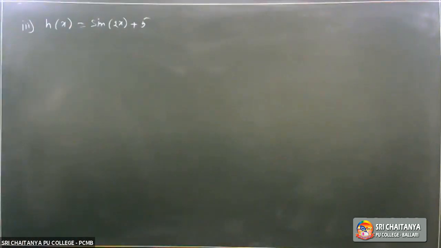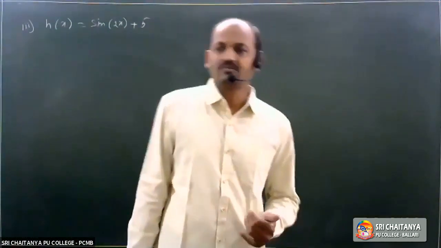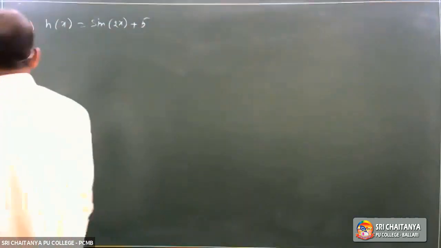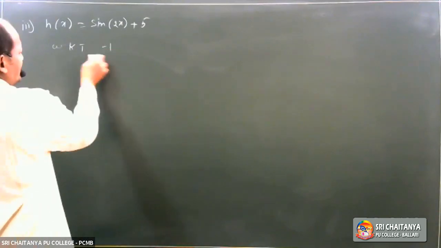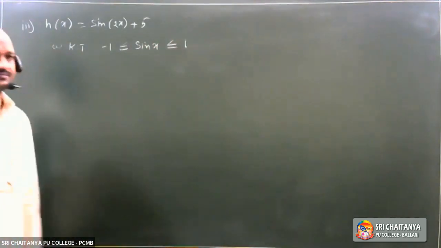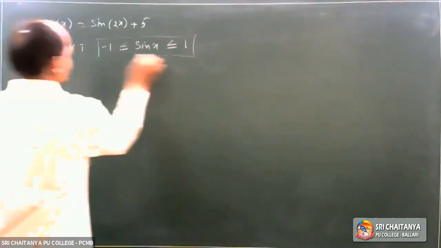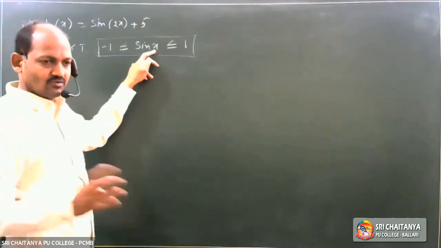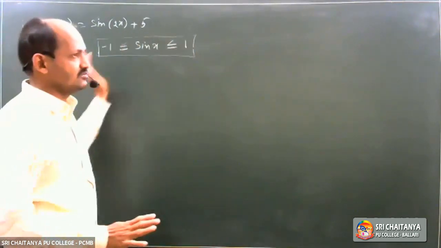So h of x is equal to sin of 2x plus 5. We know that sine's maximum value is plus 1 and minimum value is minus 1. You already know this, having completed inverse trigonometric functions. We know that minus 1 is less than or equal to sin x, which is less than or equal to plus 1. So the minimum value is minus 1, the maximum value is plus 1. It is a condition. So instead of x by 2, x by 3, 2x, 3x, 10x, it is a sine function. So maximum plus 1, minimum minus 1.